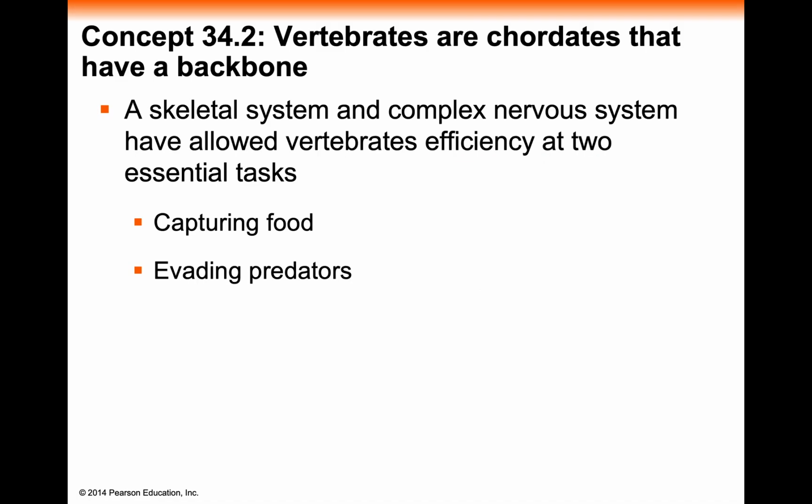So anyways, a skeletal system and complex nervous system have allowed vertebrate efficiency at 2 essential tasks. Basically, capturing food. I mean, imagine trying to eat food if you didn't have jaws. It would be kind of difficult trying to eat your food. And also evading predators. Basically, you're able to escape because of more movement efficiency.